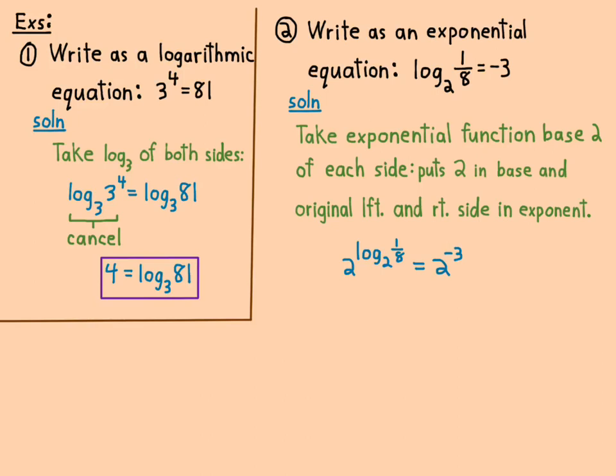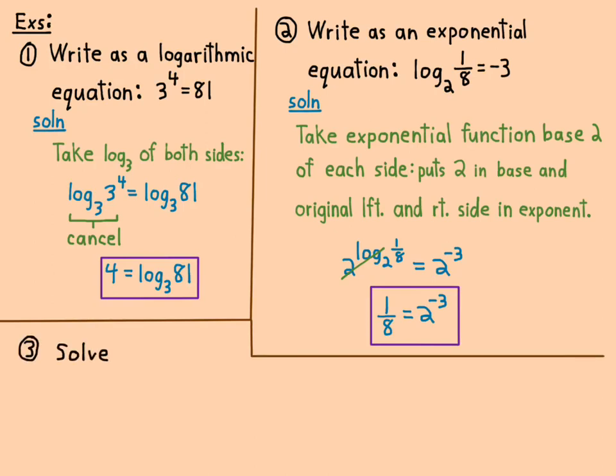So compare this and this. You can see what I did. I just stuck 2's in the base and put these in the exponents. Then these cancel, so the left side's just 1/8. And so it says 1/8 equals 2 to the -3, which is true, but that's written in exponential form. Okay, so you're just going back and forth. Write this logarithmic equation as an exponential, write this exponential equation as a logarithmic equation, both ways. It's just practice using the properties that we had on the previous video.